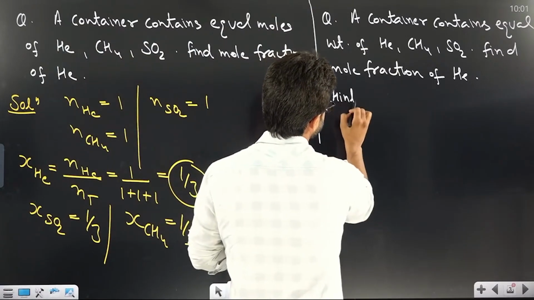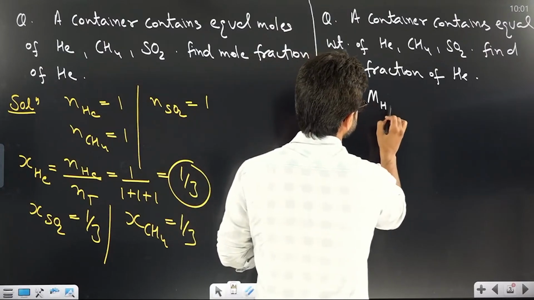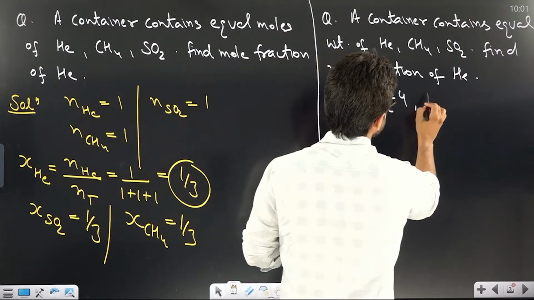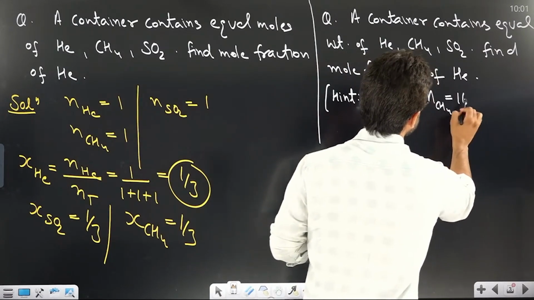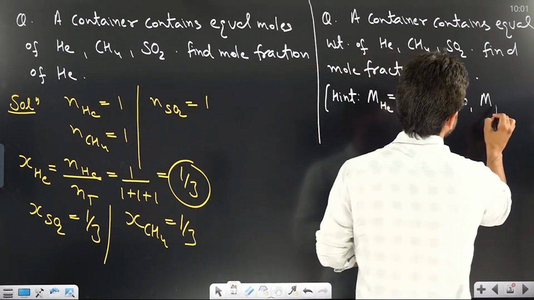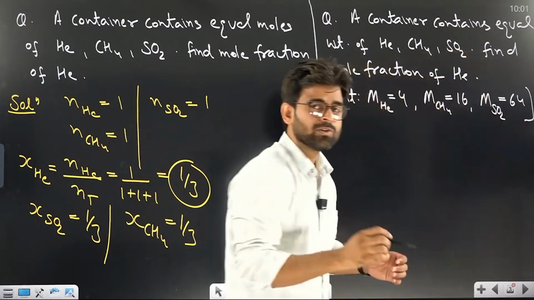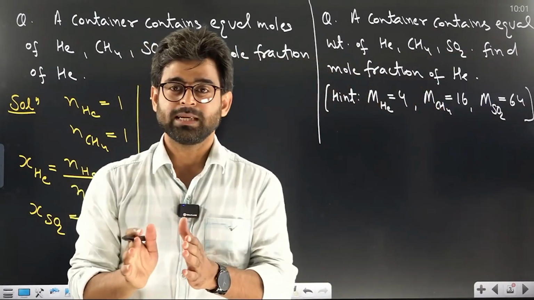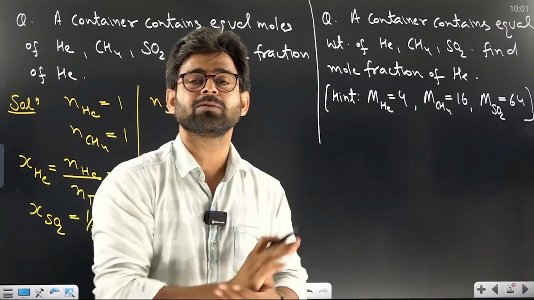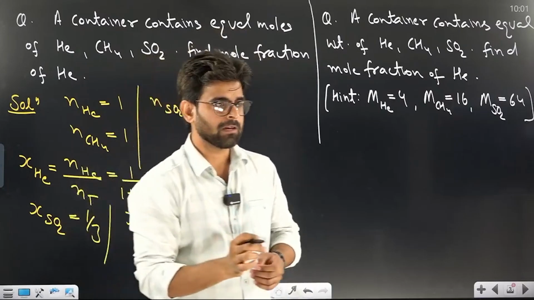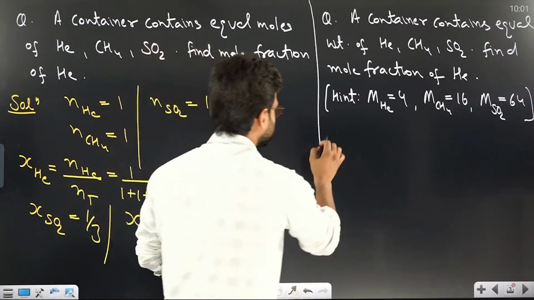If you are not so comfortable in finding molar mass, I am telling you the molar mass of helium is 4 gram per mole. The molar mass of CH4 is 16 gram per mole. And the molar mass of SO2, I am telling, is 64. You can take any weight, it's your choice. But yes, weight of everything must be same. So what we have to do here?